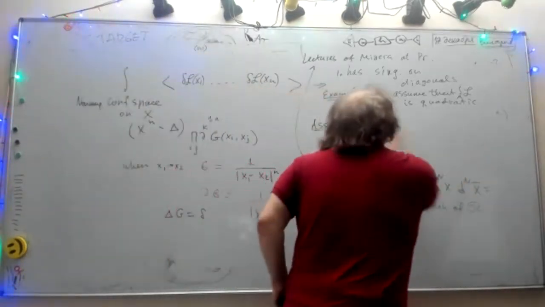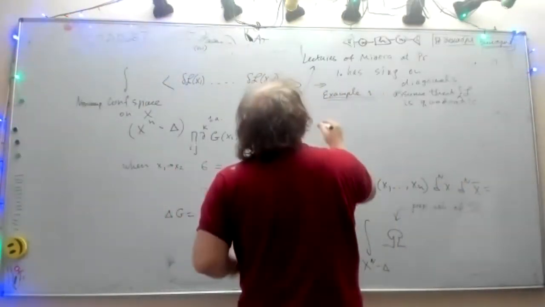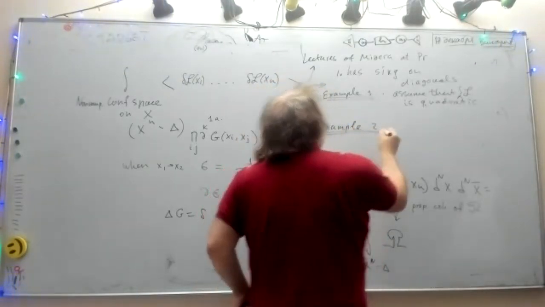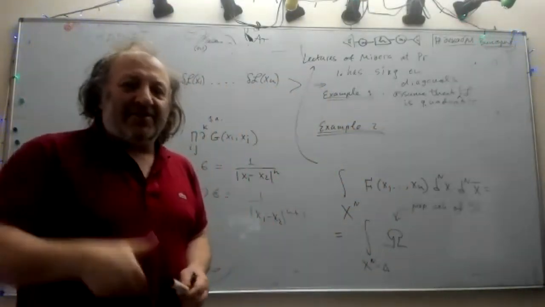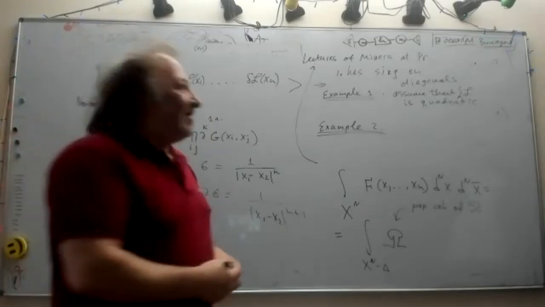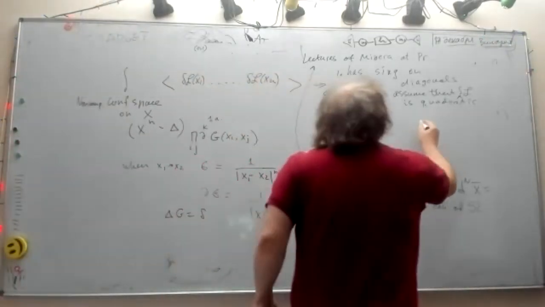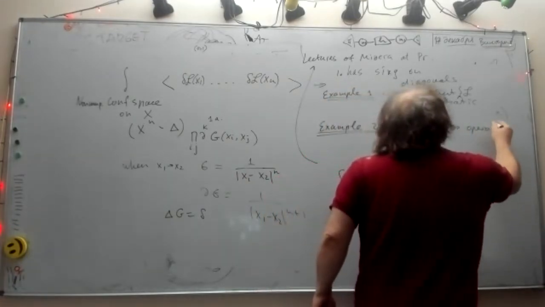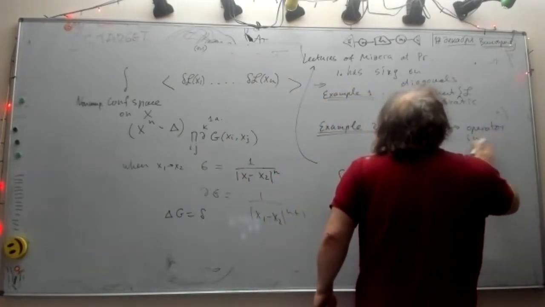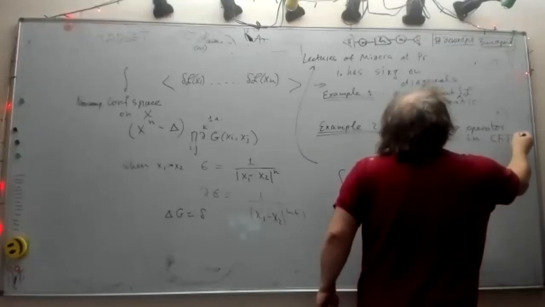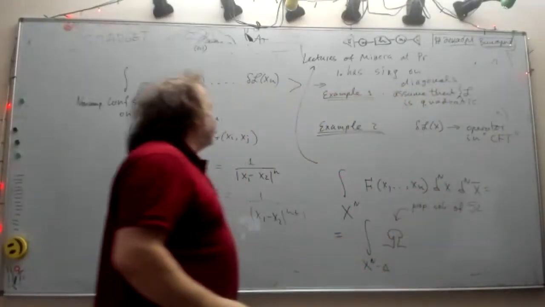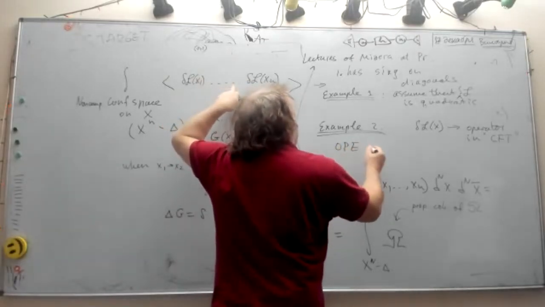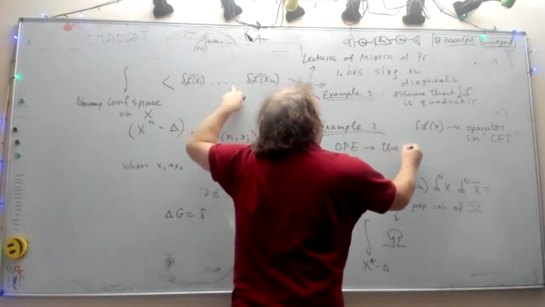However, there is example 2. If I number an example, I cannot label it just 1; if there is 1, there should be 2, right? Where you replace delta of X by a so-called operator in, say, conformal field theory. Then you have the OPE, and then the same singularity.